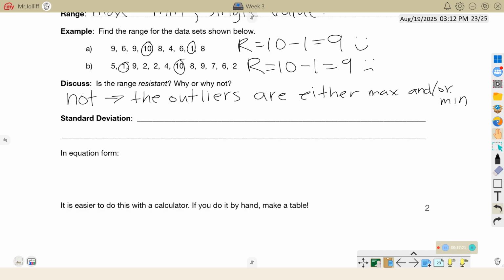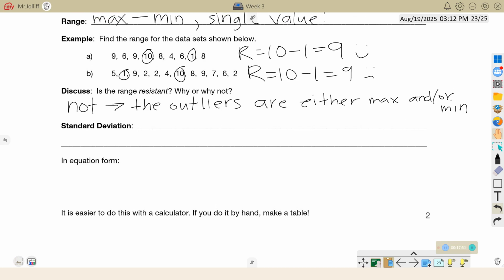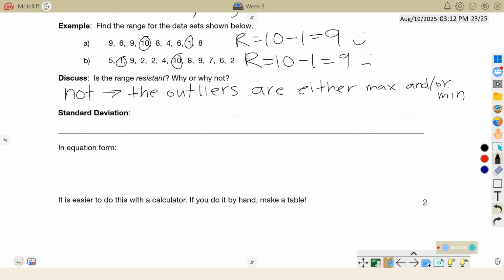Most of you probably saw this in Math 3, presented by a non-statistician. Now you are getting the presentation from a statistician. So let's get into the nitty-gritty. The standard deviation is a measure of the average distance from the mean. Average distance from the mean.